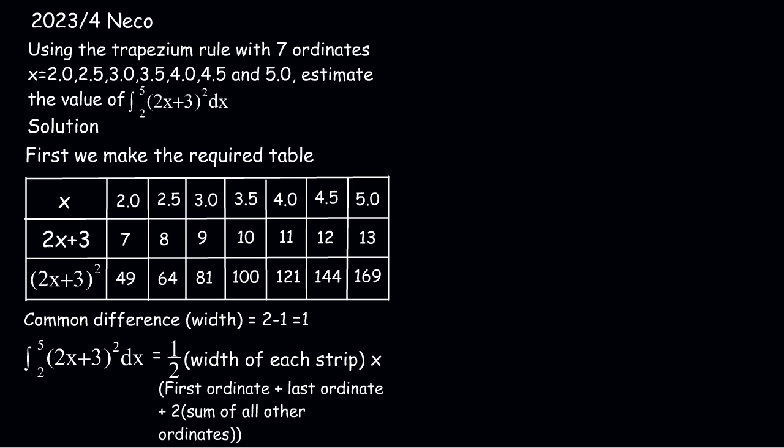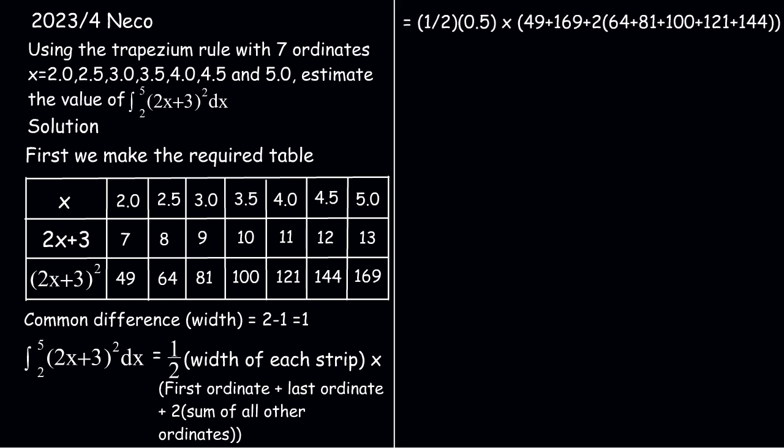times in bracket first ordinate plus last ordinate plus 2 in bracket sum of all other ordinates, and substituting into the formula it will be equals to half in bracket 0.5, which is the width of our strip, times in bracket 49 plus 169 plus 2 in bracket 64 plus 81 plus 100 plus 121 plus 144. Now simplifying our inner bracket, it will be equals to 1 over 2 in bracket 0.5 times in bracket 218 plus 2 in bracket 510.